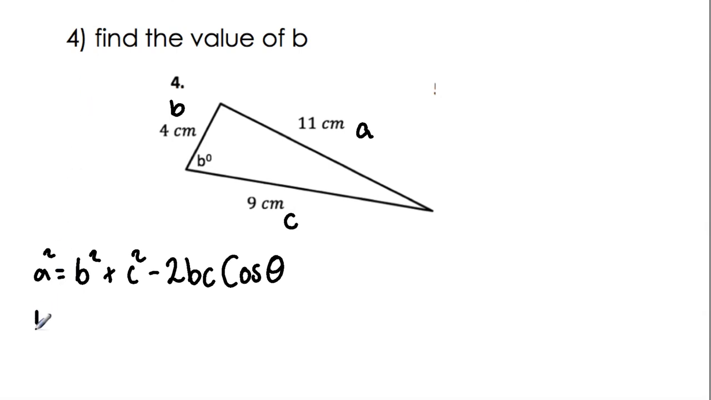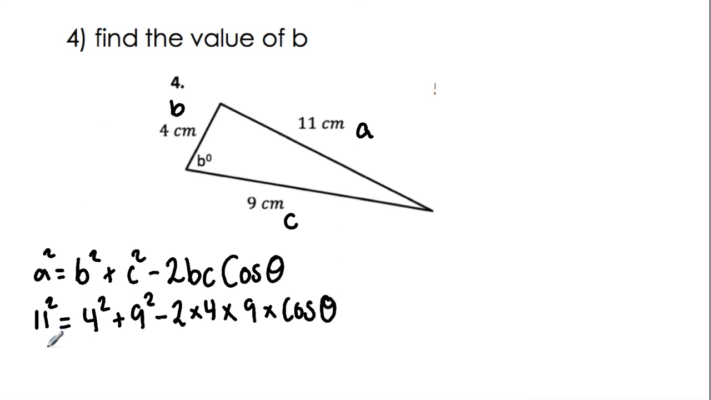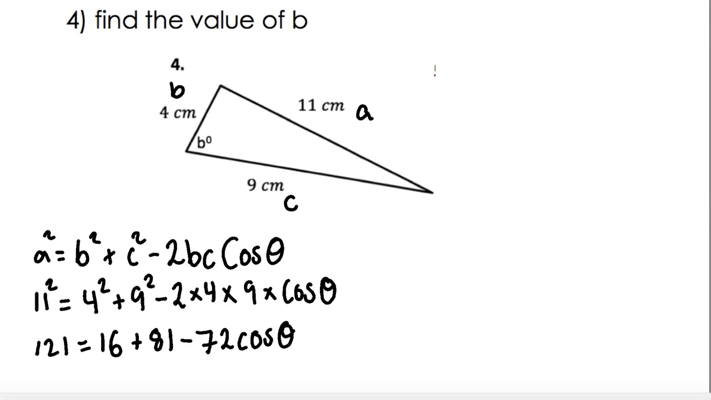I'm going to substitute the values of a, b, and c into this equation. So a is 11, so it'll be 11 squared. B is 4, so it'll be 4 squared. C is 9, so it'll be 9 squared. And it'll be minus 2 times 4 times 9 times cos theta. 11 squared is 121, so 121 equals 16 plus 81 minus 2 times 4, which is 8, 8 times 9, which is 72 cos theta.